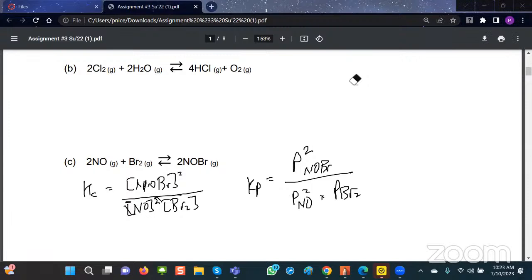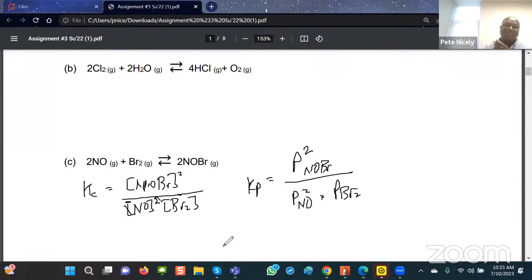I have a question. Yes, ma'am. When you're doing the KP and there's two molecules on the bottom, would it be okay to put parentheses between the two to show the multiplication? Yeah, that's fine. No problem with that. I have no problem with that.